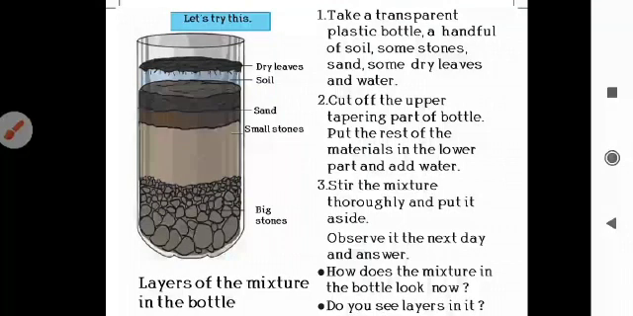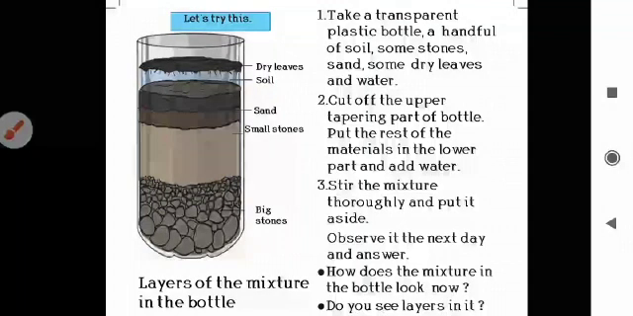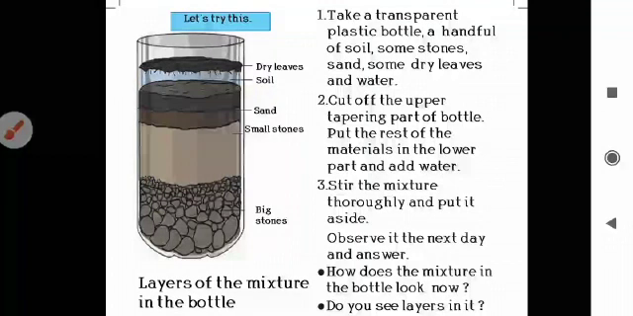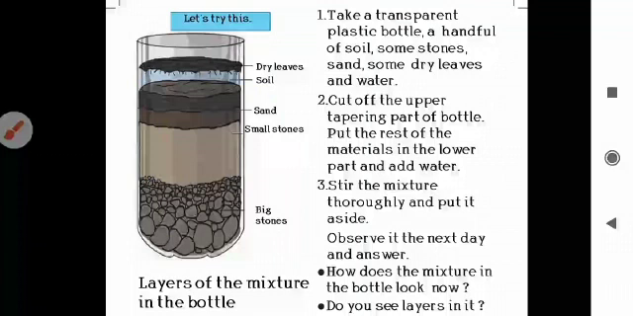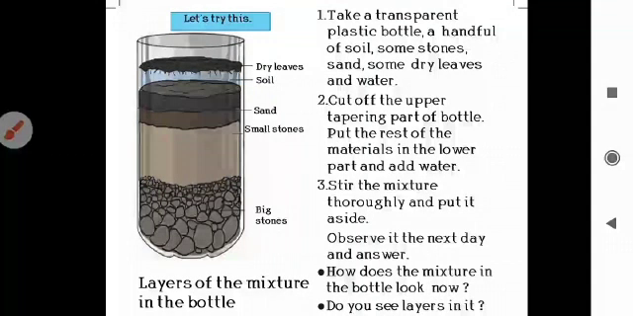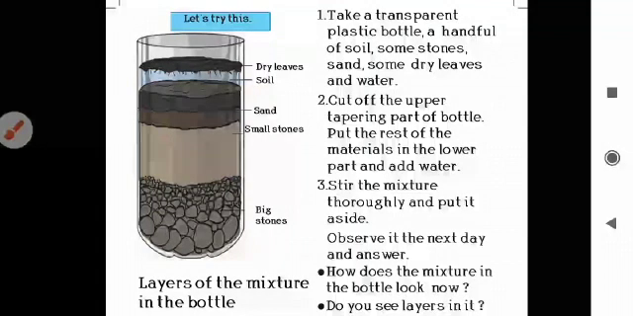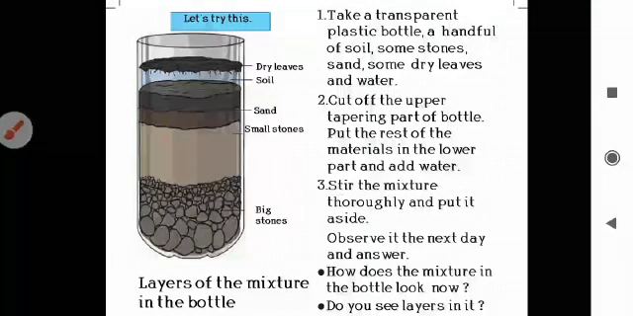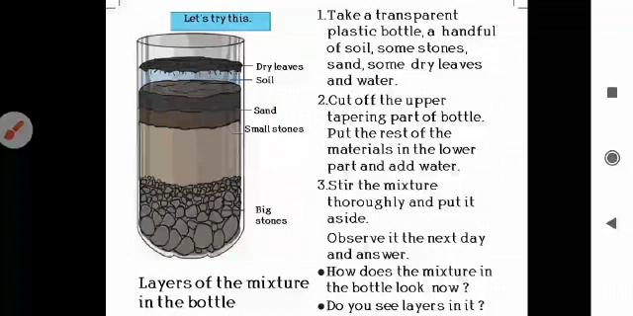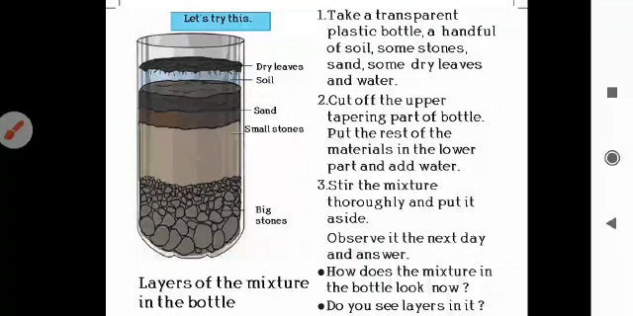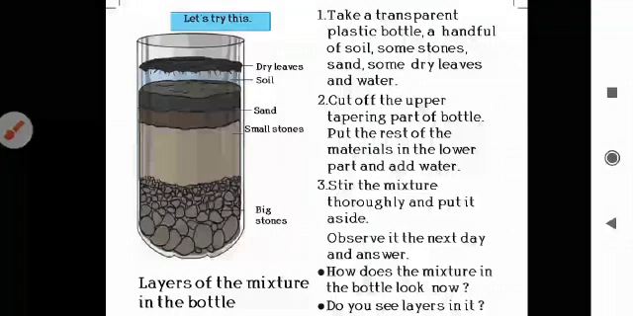First of all, you have to cut off the upper tapering part of the bottle, then put the rest of the material in the lower part and add water. Stir the mixture thoroughly and put it aside. Observe it the next day and answer me. How does the mixture in the bottle look now? Do you see layers in it? You have to find out and tell me later on.